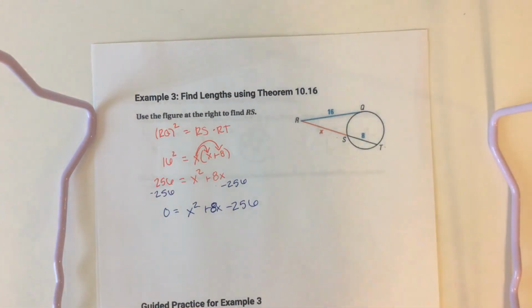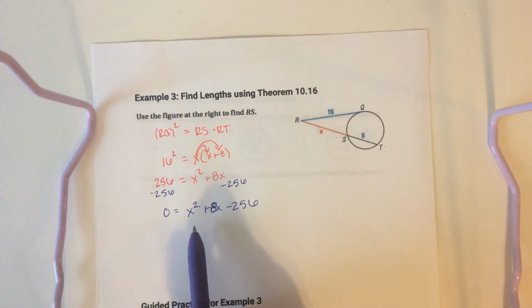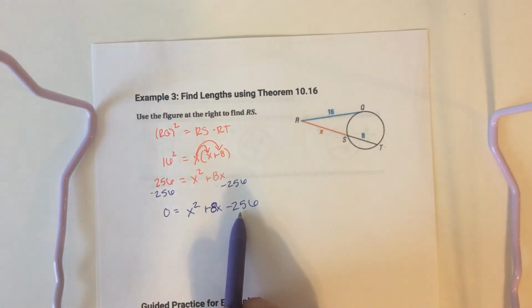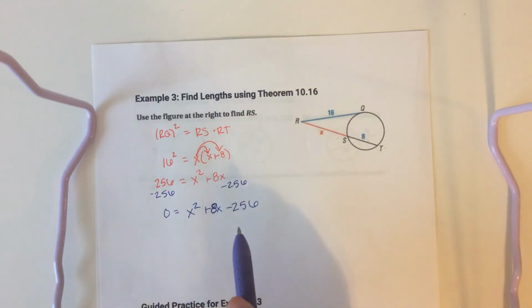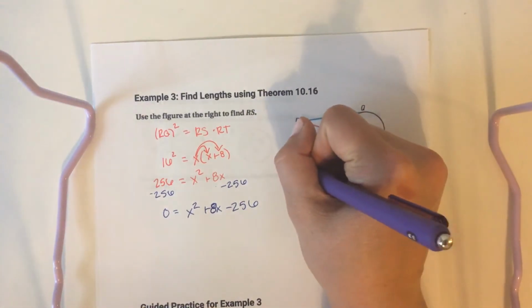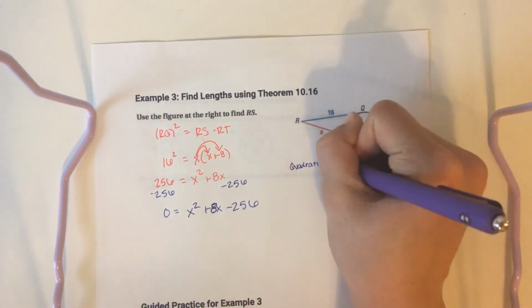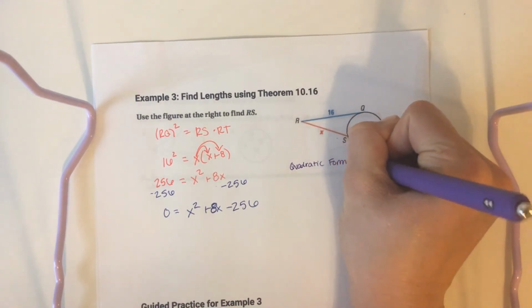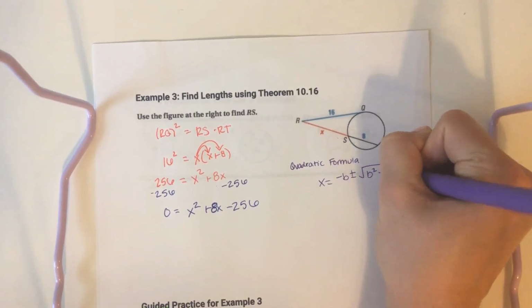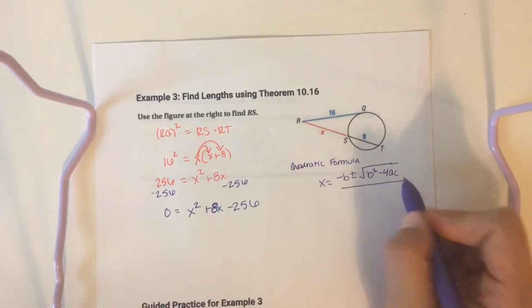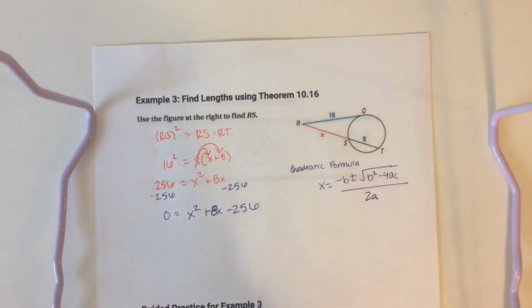And when you were learning how to factor, you would say you want to find two numbers that multiply to give me negative 256 and add to give me 8. Well, that could be a lot of trial and error to get that. Or we can use this fancy thing called the quadratic formula, which is x equals negative b plus or minus square root b squared minus 4 times a times c all over 2a. And if you don't know this, this is okay. You will learn this in Algebra 2. If you do know this, follow along with me.